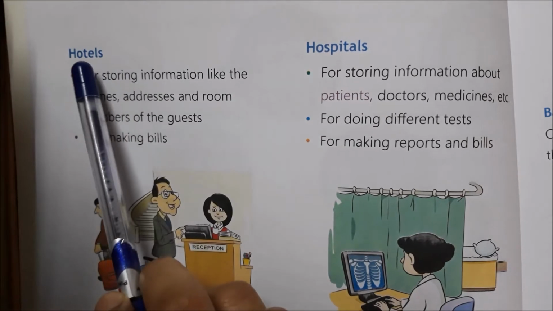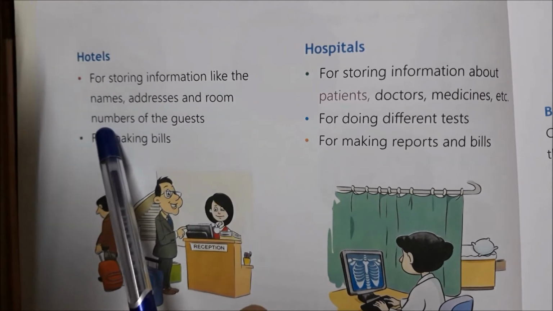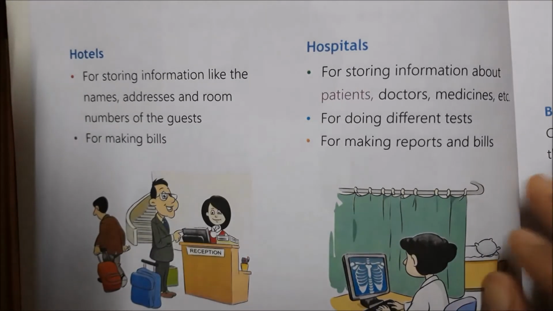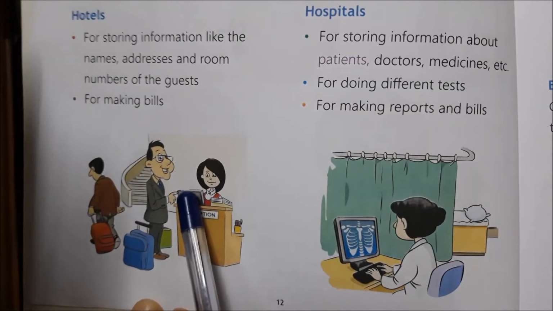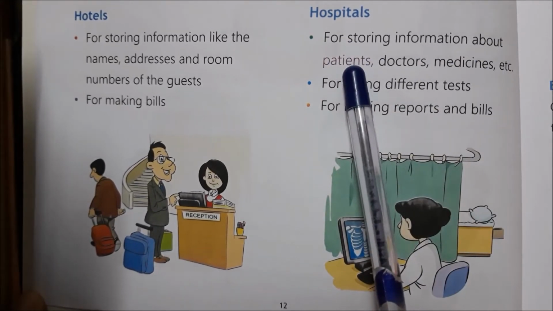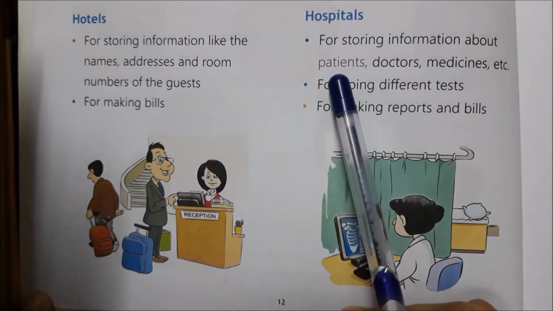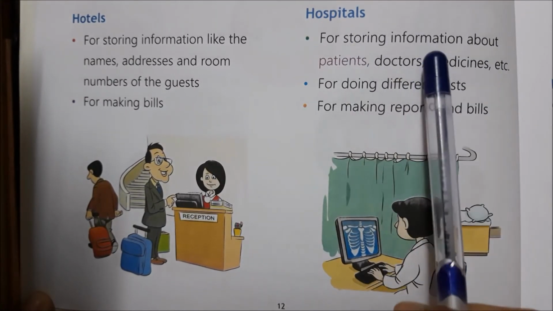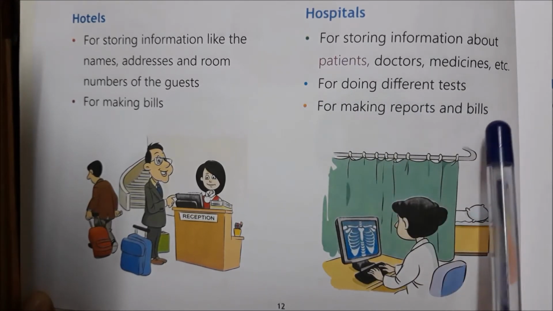We also use computers in hotels. What do we use them for? Storing information like the names and addresses and room numbers of the guests, for making bills. And we use computers in hospitals. So you can see in these pictures, they are using it in a hotel and then in a hospital for storing information about patients. What is a patient? A patient is a person who is getting treated, who might be sick, right? And doctors take care of them. So doctors, medicine, all this information is stored in a computer for doing different tests, for making reports and bills.